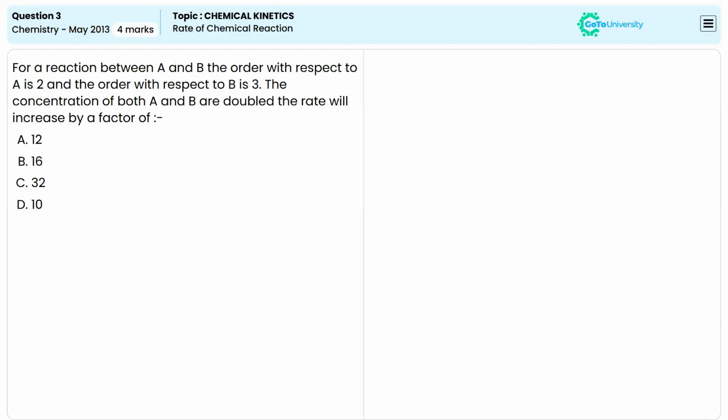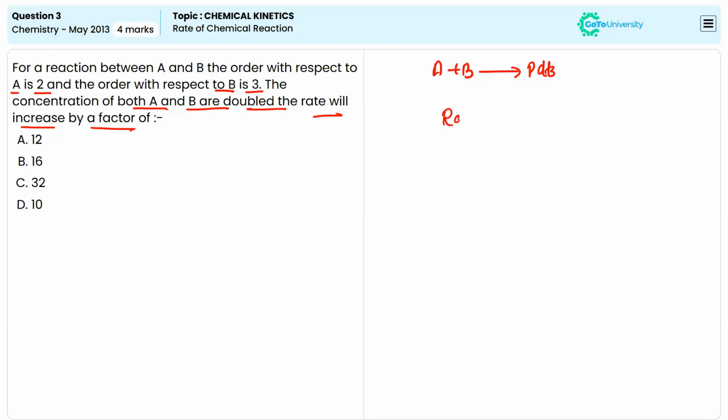Next question. For a reaction between A and B, the order with respect to A is 2 and with respect to B is 3. So the concentrations of both A and B are doubled. Then what is the increase in the rate of the reaction? By which factor will it increase? So let us consider the reaction first, that is A plus B converting into products. And the order is 2 with respect to A and 3 with respect to B.